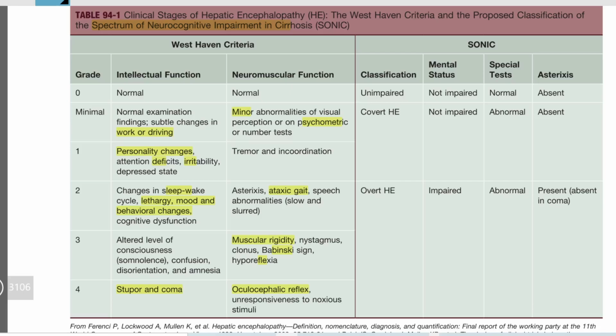In SONIC, the classification is based on unimpaired, covert, and overt mental status, and asterixis has been given a special status here, which is only seen in overt, that is, from grade 2 onwards. In covert, the mental status is not impaired, but special tests like neuropsychometric tests might be impaired, and asterixis will be absent. Unimpaired, as we know, will be normal as usual.